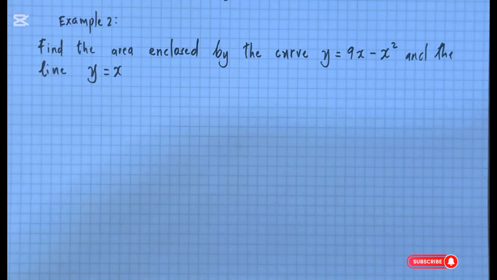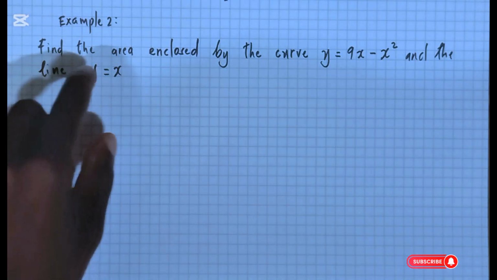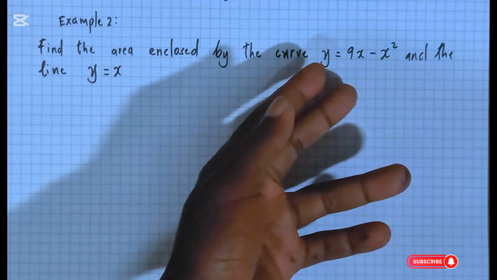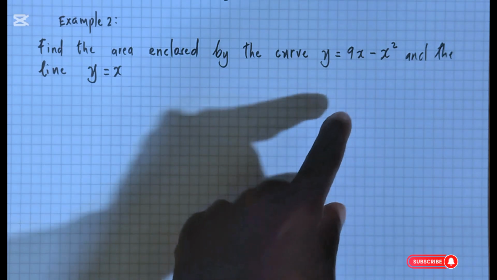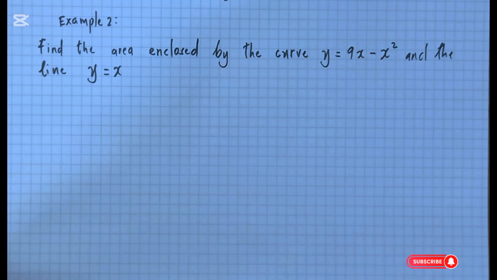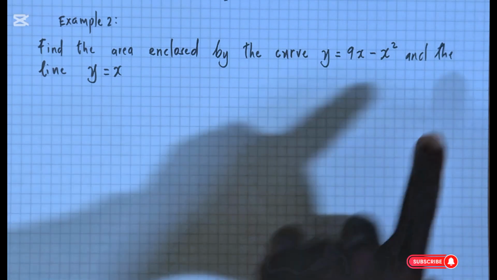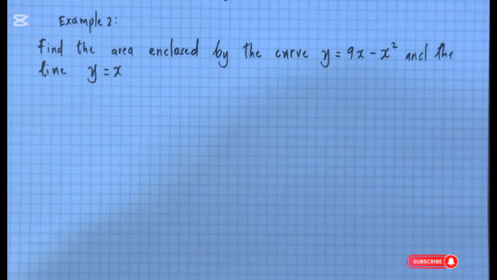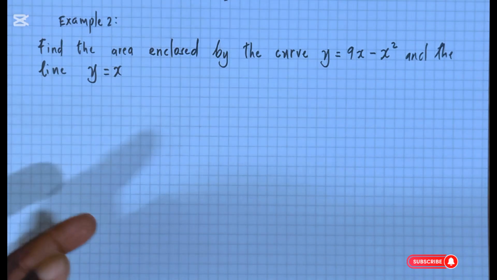So for the second example, we're supposed to find the area enclosed by the curve y equals 9x minus x squared, and the line y equals x. Before I solve this particular problem, I want to make certain things clear. I want to point out certain hints that we are going to use to solve this problem.